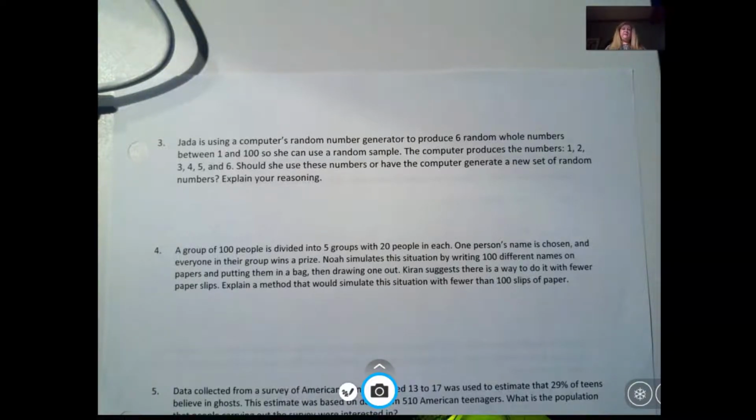Well, if she used a random number generator, we have to assume these are random numbers. So it is just as likely for her to pick these numbers, even though it feels unlikely, as any other. So unless she has a reason to think that the computer is broken or malfunctioning, she should not get a new set. These numbers should be random if she used a random number generator.